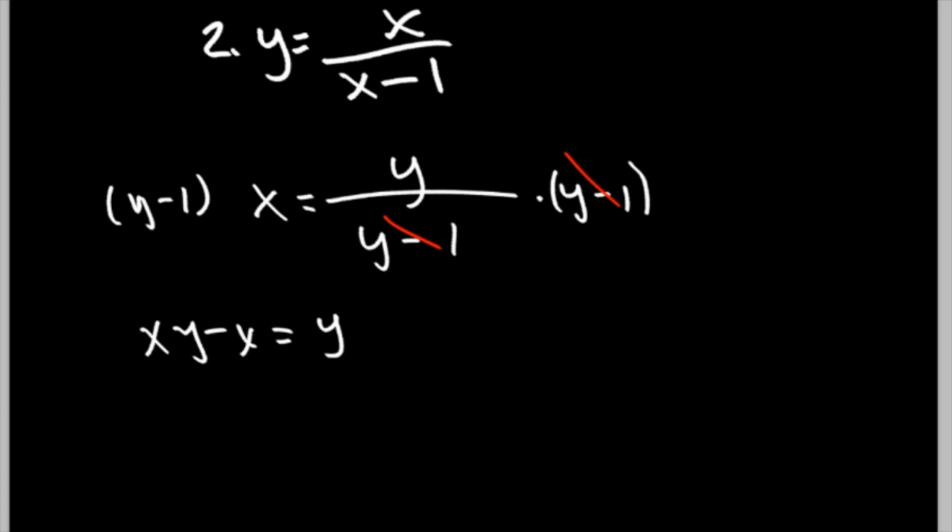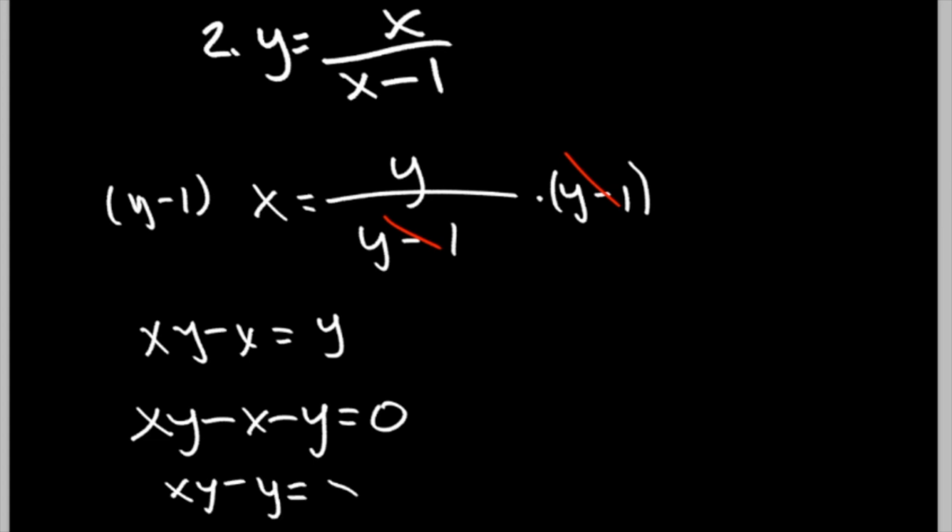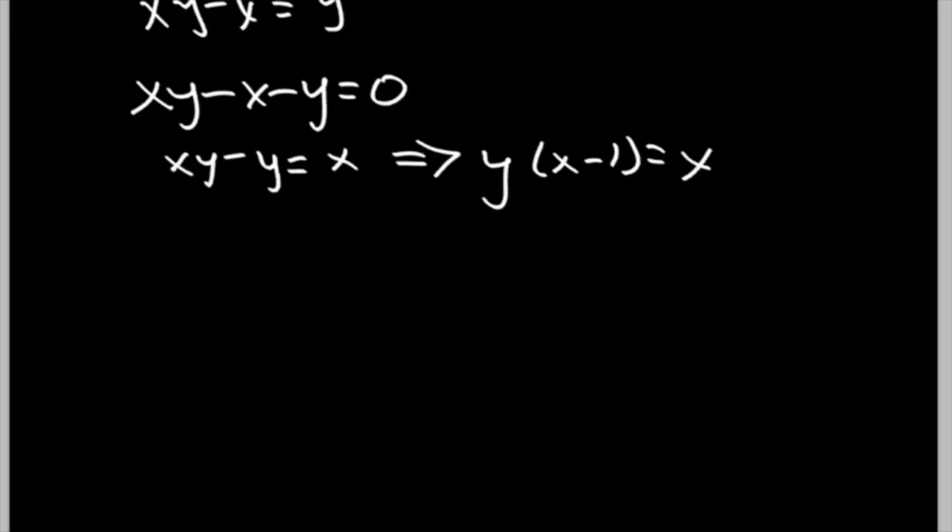All right, so what can we do? Let's get all the y's on one side. And then that's 0. So let's take x to the other side. So we have only y's on one side, because we want to solve for y, right? Once we have this, we can factor out the y. And then how do we get y alone? Just divide that thing out. We get x over x minus 1.